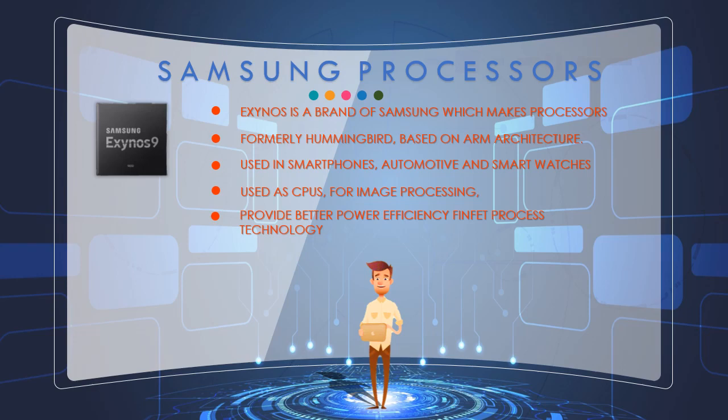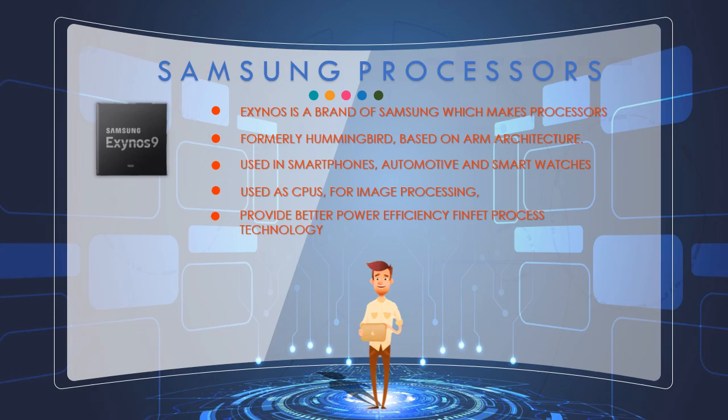In most cases, CPU means the central processing unit of a smartphone itself. Then these processors, Exynos processors, are mainly used in smartphones, automotives, and smartwatches. Nowadays, automotive devices are also there. So in most of today's automotive devices, there is a smart touch screen or touch infotainment systems.